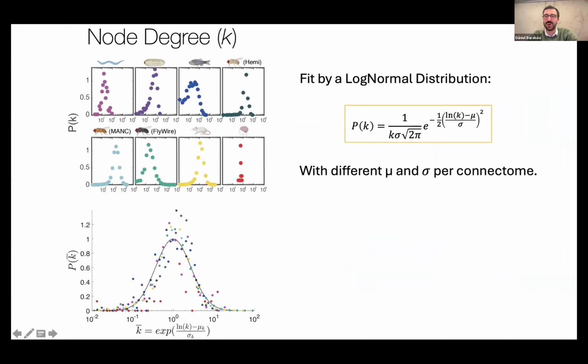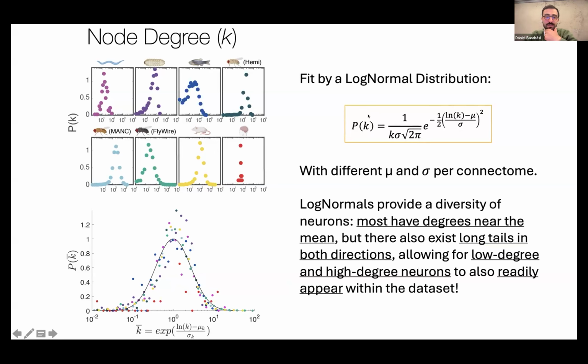So, unveiling what distribution this is, we find that the node degree is fit by a log normal distribution with different means per connectome, right? So it's the same distribution, you'll just have a different mean value across these. And these lognormals are interesting because they provide a diversity of neurons. Most of these neurons will have degree near the mean, a very large amount of them, but there also exist long tails in both directions, similar to what a scale-free network would look like. This allows you to have both low degree and high degree neurons readily available within the data set.